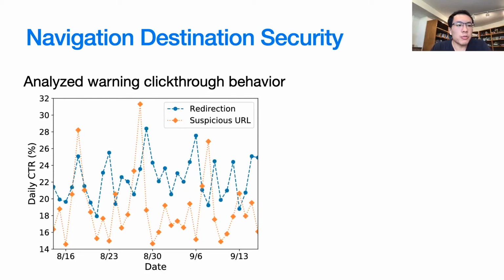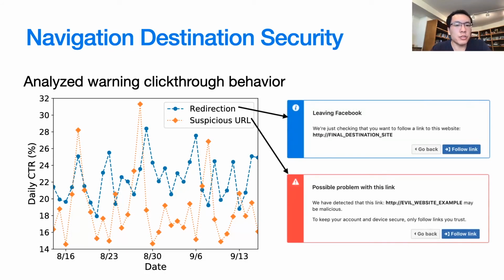So here I show a graph of the daily click-through rates for the 2 kinds of warnings that I showed earlier, the redirection and the suspicious URL warnings. This is across the month-long period of our data set. Now we see that on a daily basis, there is some variation in the click-through rates, and there are some outlying days, but overall the daily click-through rates are between 15 and 25%.